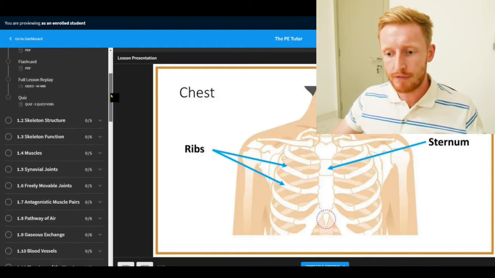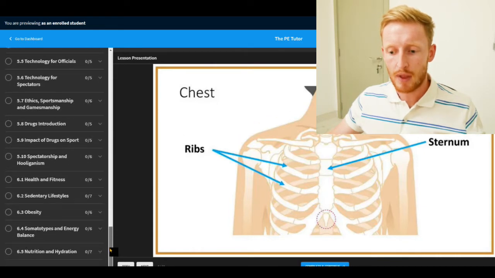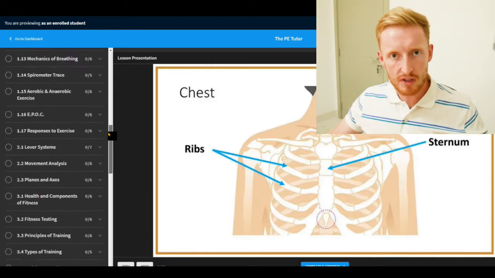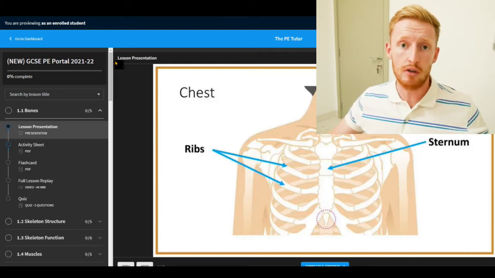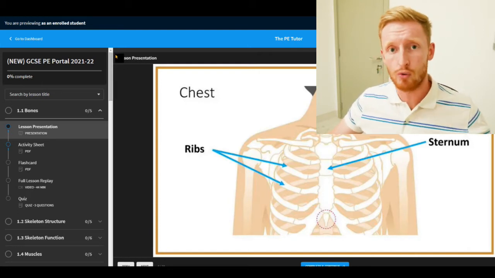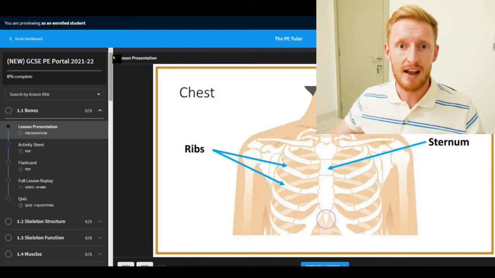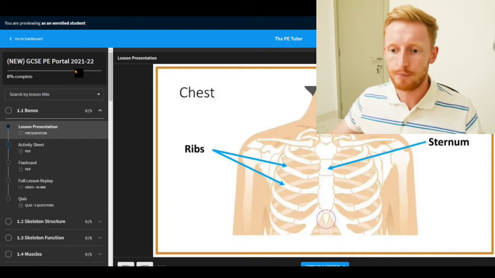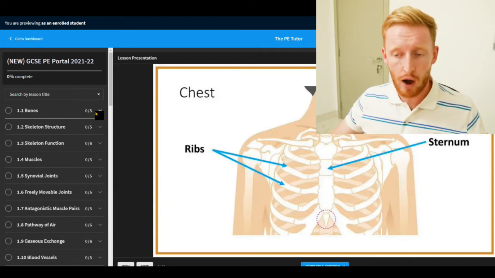We've taken 50 of the key topics from all 6 of the examined units, and in each one of these we've written the lesson presentation, the activity sheet that accompanies that presentation, a flashcard to summarise all of that content, a revision video that summarises it in teaching format, as well as a full 30 to 40 minute tutorial video.